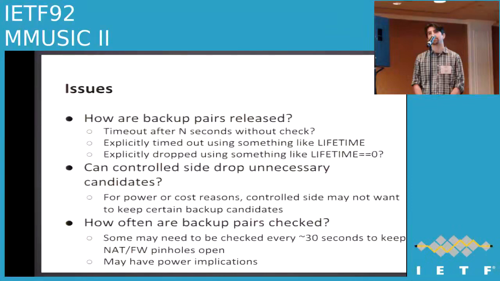The second thing you could do is have some sort of lifetime attribute like with TURN, where you say, I'm not going to keep pinging this all the time, but I don't want you to get rid of this for this period of time. And the other thing is we could say, I'm going to ping these, but the way I'm going to tell you to get rid of them is by sending an explicit lifetime equals 0, or some sort of attribute saying I'm not going to use this anymore. So there are a couple of different ways we could deal with this.